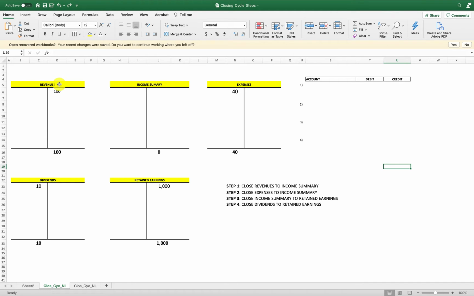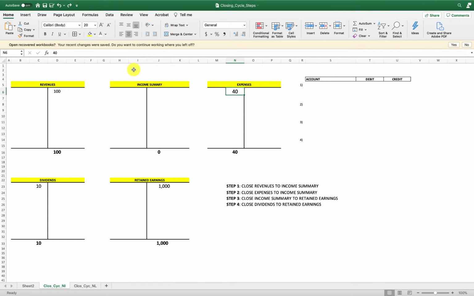We're going to say that there's $100 in revenues. So the revenue account is here with a credit balance of 100. Expenses are 40. Instead of having different expense accounts, we just have one. And retained earnings has a beginning balance of 1,000, and then dividends, there's a balance of 10, right? So we have $10 in dividends, $100 in revenues, $40 in expenses.